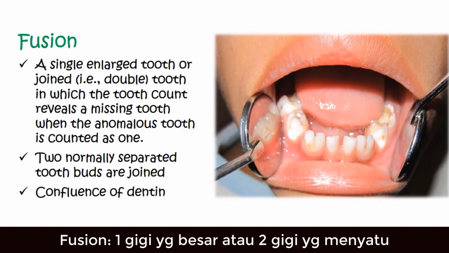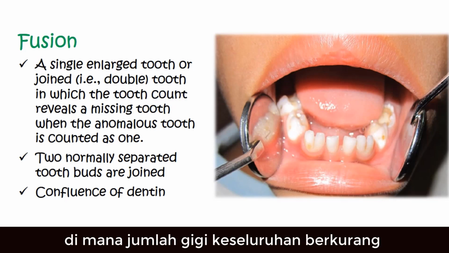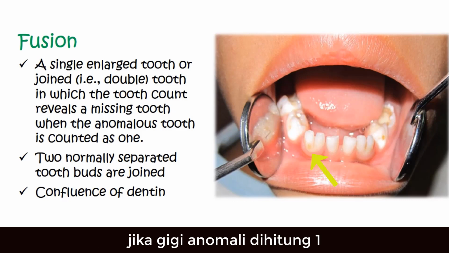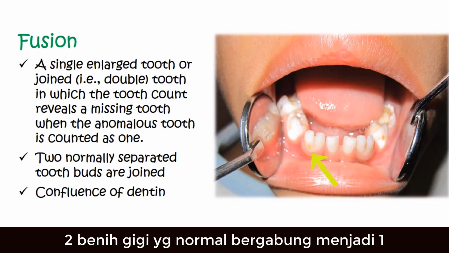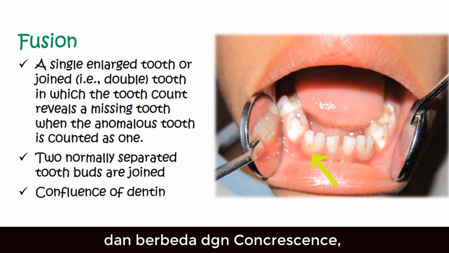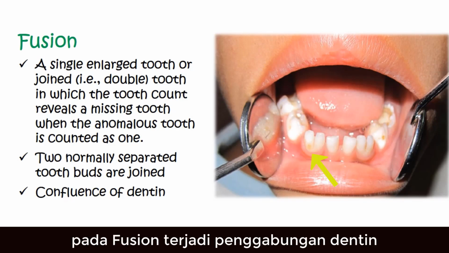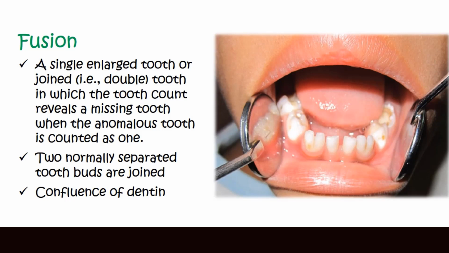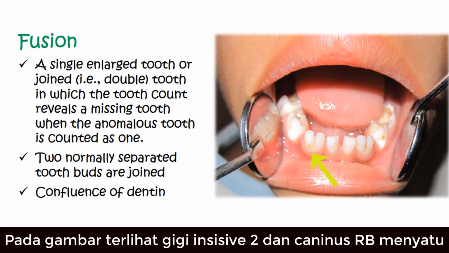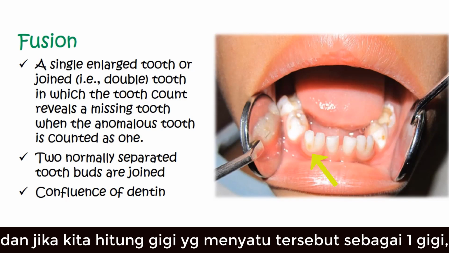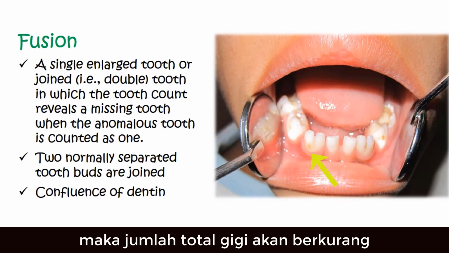Fusion. A single enlarged tooth or joint tooth in which the tooth count reveals a missing tooth when the anomalous tooth is counted as one. Two normally separated tooth buds are joined, and in fusion there is confluence of dentine, unlike in concretion where only the cementum of two teeth meet with each other. In this picture, we can see that the mandibular lateral incisor and the mandibular canine have fused. And when we count those two teeth as one, it is revealed that some tooth is missing.